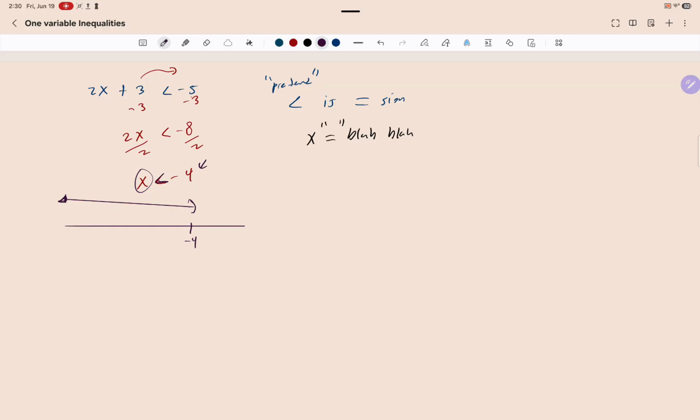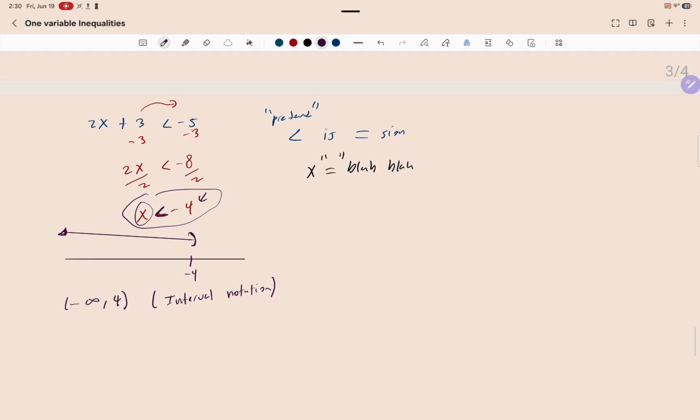Cool. And notice that I use a bracket because of this symbol. I can include it, so it's a bracket and not a parentheses. So in other words, the answer, if you want to write it in a more compact way, will be negative infinity comma negative 4. This is called interval notation, and I'll make separate videos on both interval notation and set builder notation. But for now, we're just going to write our answer this way and do a number line.